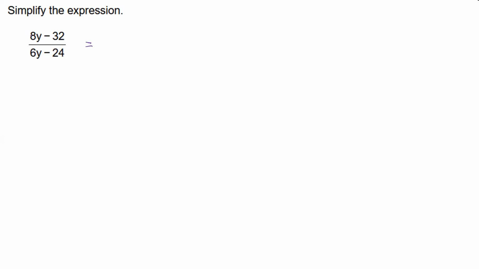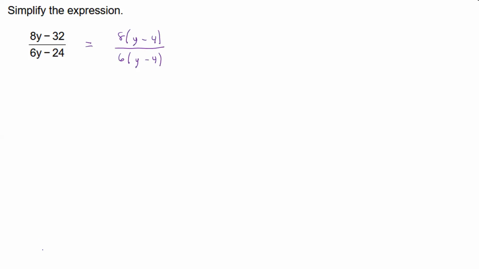So if we take what is common to 8 and 32, well, 8's common to both of them. And what gives us that? Well, that's going to be y minus 4. Well, what's common to both 6 and 24? Well, there's a 6 in both of them, and that gives us y minus 4.